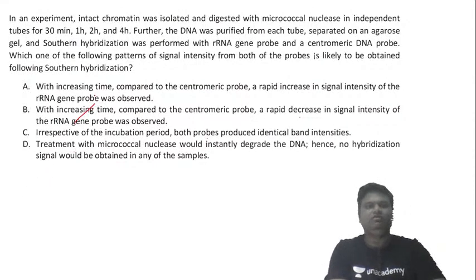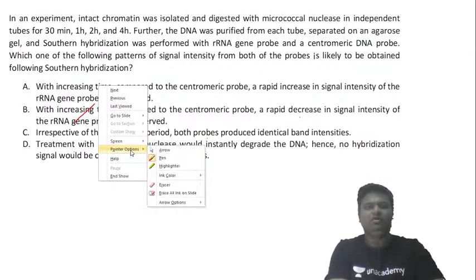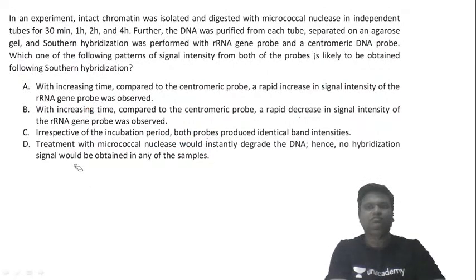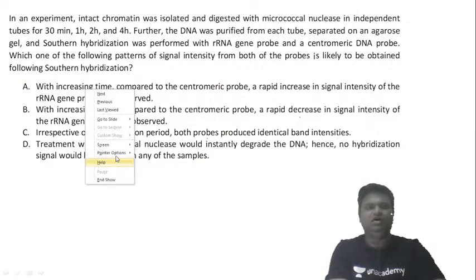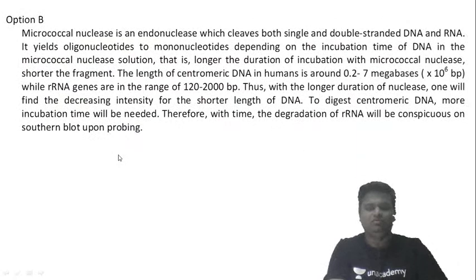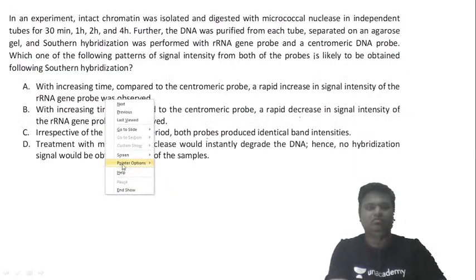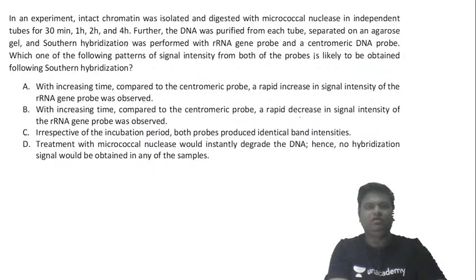So in an experiment, the intact chromatin was isolated and digested with micrococcal nuclease in independent tubes for 30 minutes, 1 hour, 2 hours and 4 hours. Further, the DNA was purified from each tube, separated on agarose gel, and southern hybridization was performed with rRNA gene probe and centromeric DNA probe. Here it is asking which one of the following patterns of signal intensity from both the probes is likely to be obtained following southern hybridization.